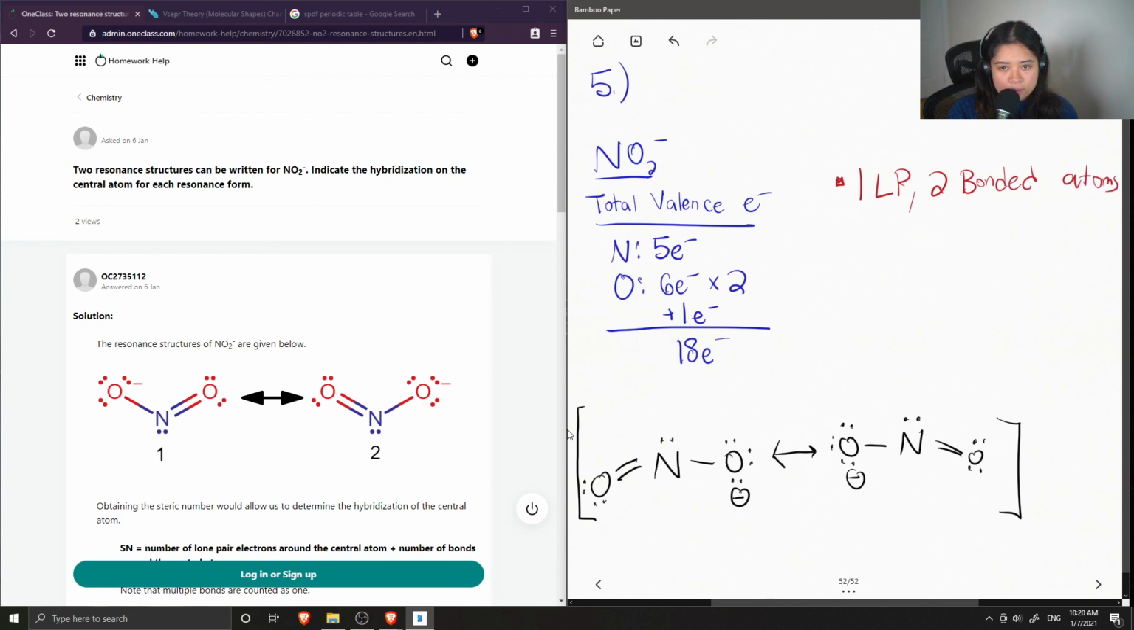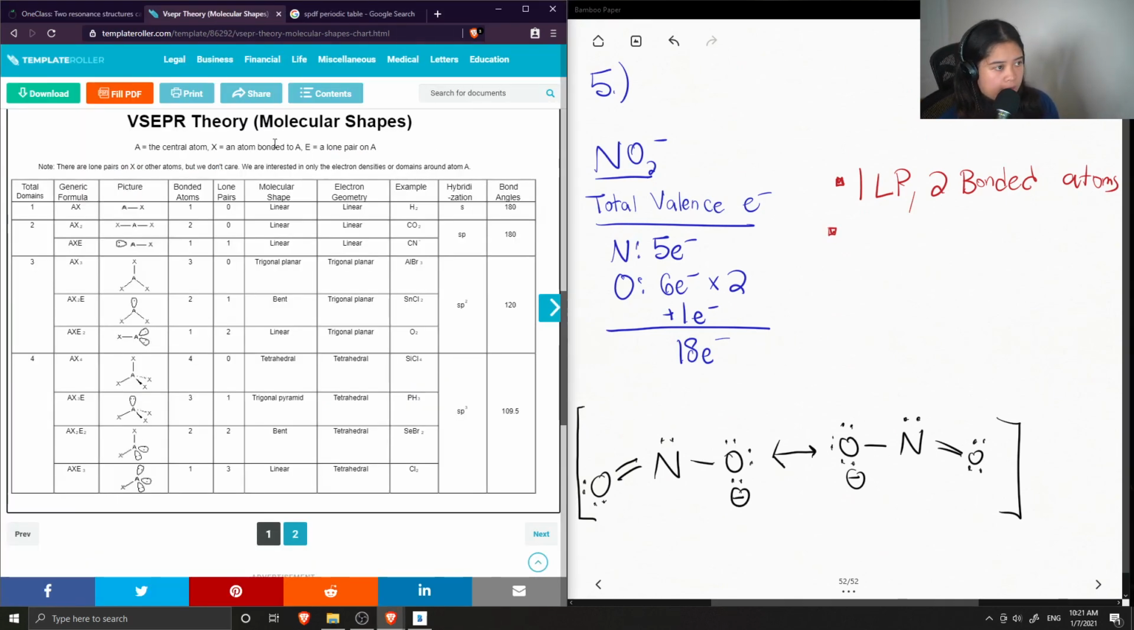Okay, so we would now use our VSEPR table to figure out its hybridization, and also we can see the molecular shape and electron geometry. So when we have two bonded atoms and one lone pair, we get a structure that kind of looks like this. And the molecular shape is bent, the electron geometry is trigonal planar, and the hybridization is sp2.